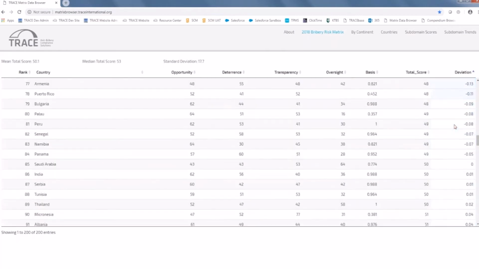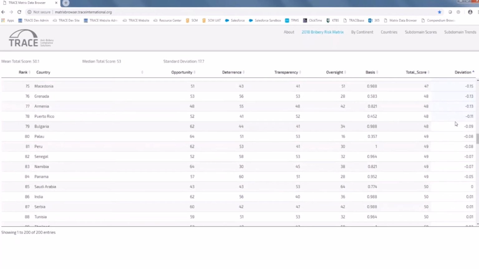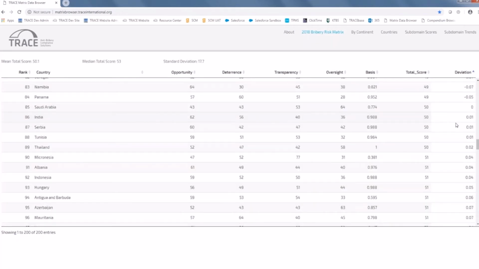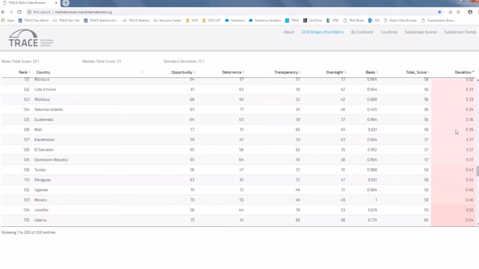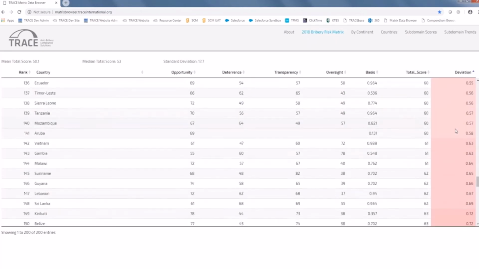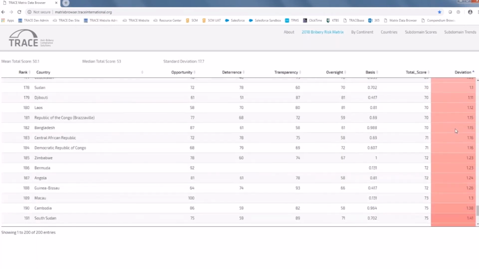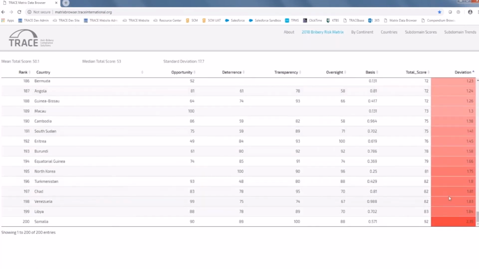Between negative 0.5 and 0.5, you can see the color is really pale. These are sort of the middle of the pack. As we get past 0.5 standard deviations, we're getting into the riskier areas. And then once we jump past 1.5, you can see we are in some of the most risky places in the world in terms of bribery happening.